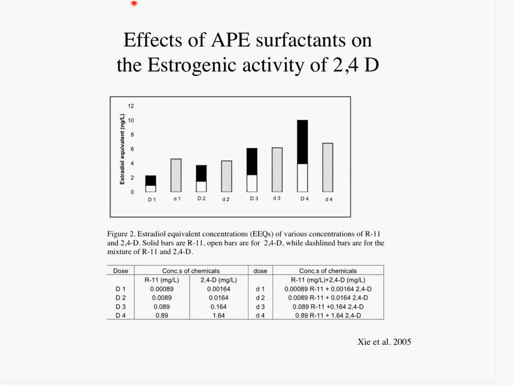This interaction of the surfactants is nothing new. I mean, we had seen this 5 years ago in a paper that we did looking at 2,4-D and triclopyr. This is just showing the 2,4-D data from this particular publication.